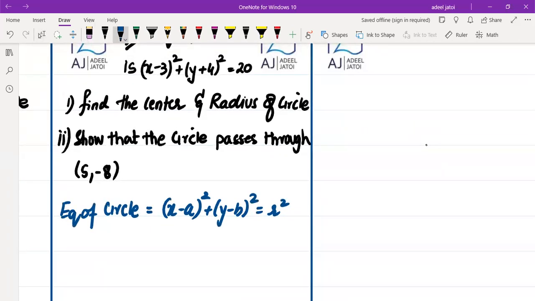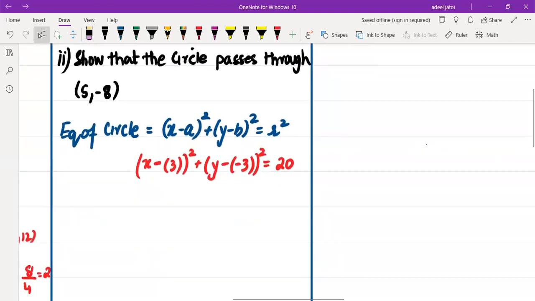At this time, you need to understand that in x minus 3, the 3 comes in the place of a. For y, you already know the form is minus, so this should be negative 4, and a negative becomes positive, which is given in the question. And this should be 20, because 20 is given.